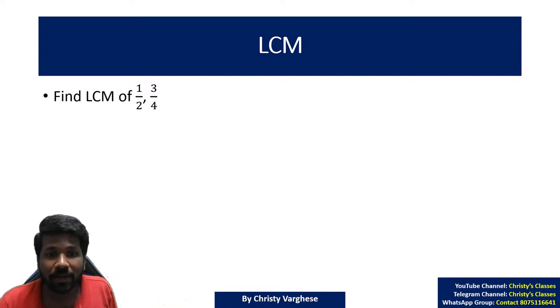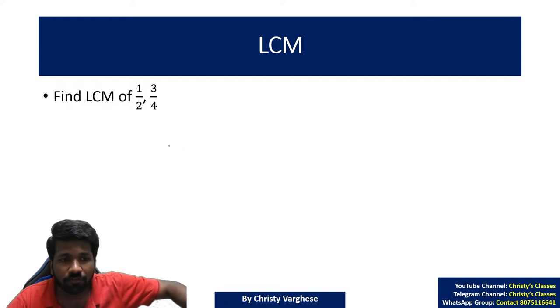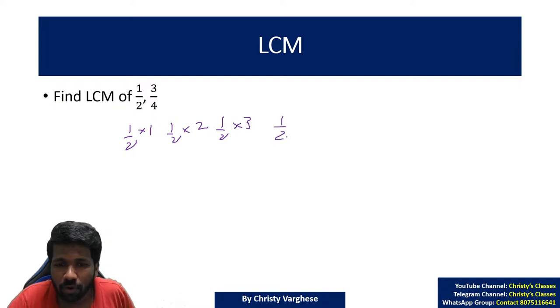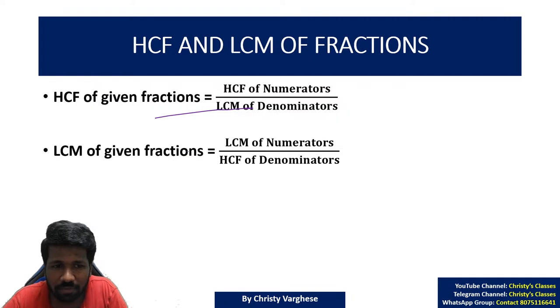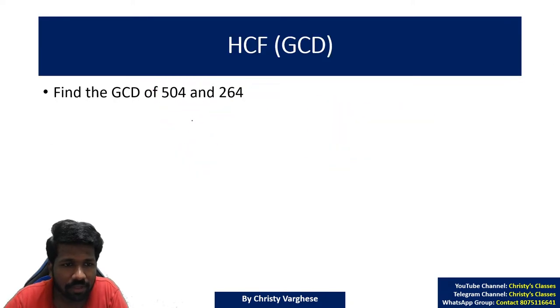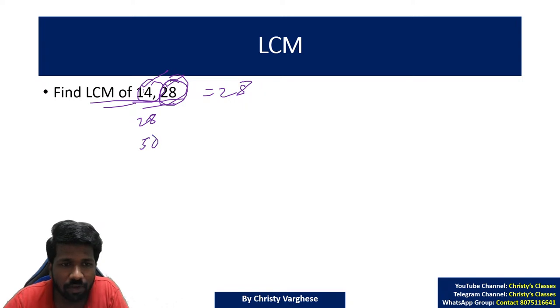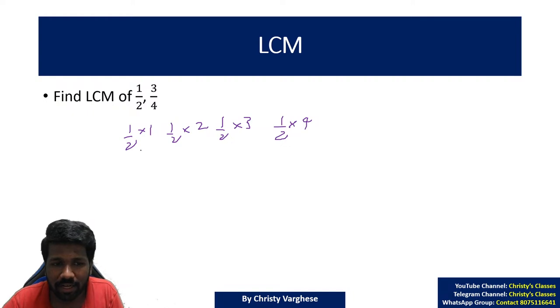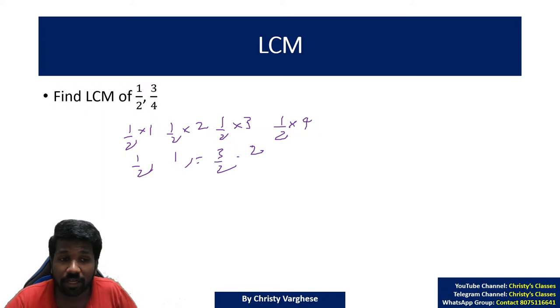Okay, due to lack of time, I will start explaining. Least common multiple of half and 3 by 4. Common multiples. Multiples of half means what? Half into 1, half into 2, half into 3, half into 4. In the case of natural numbers, for example 14, 28, 56, it is 14 into 1, 14 into 2, 14 into 3, 14 into 4. Likewise, it is half into 1, half into 2, half into 3, half into 4, etc. Half into 1 is half, half into 2 is 1, half into 3 is 3 by 2, half into 4 is 4 by 2, that is 2, etc. These are the multiples of half.